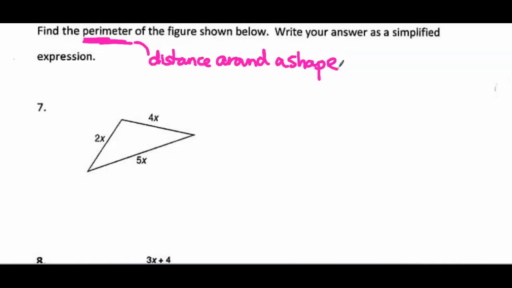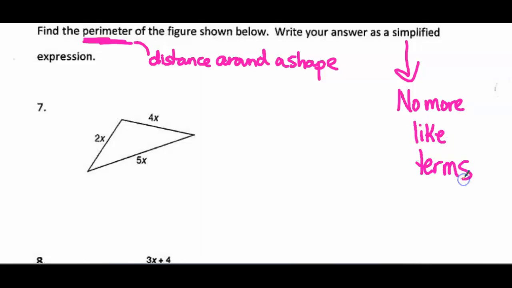Vocabulary is very important to me. It says find the perimeter of the figure shown below. Write your answer as a simplified expression. When it's simplified, make sure you have no more like terms. That's what it means when it says simplified.